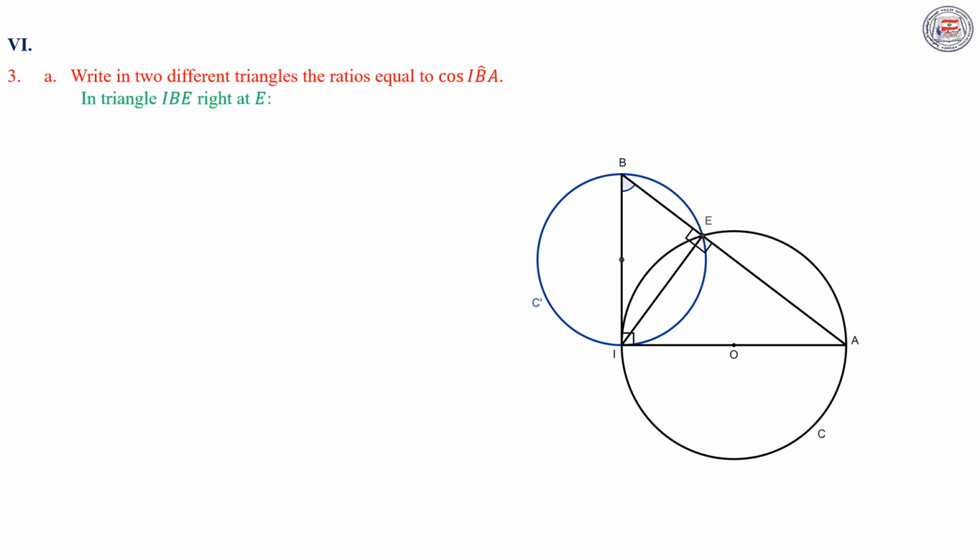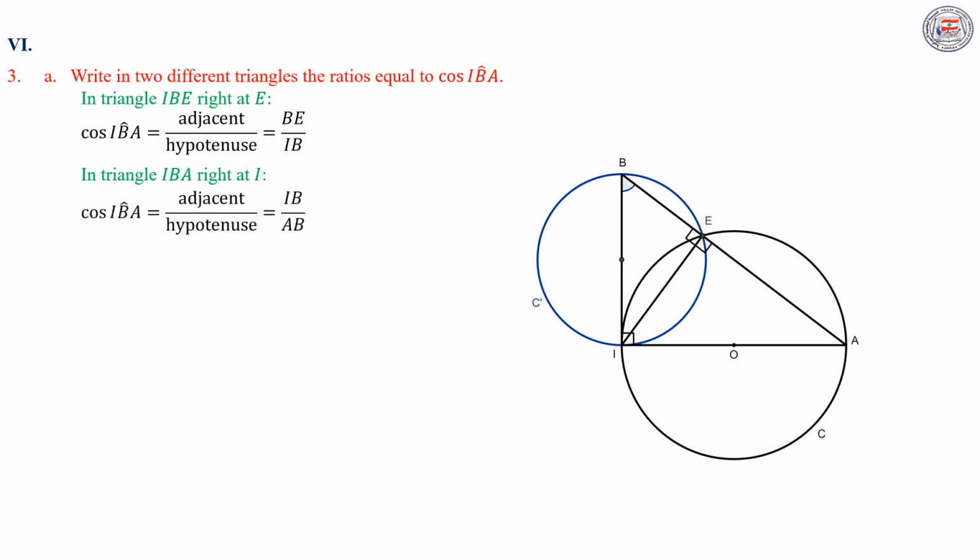The first triangle is triangle IBE, which is right at E. In this triangle, cosine IBA, which is equal to the adjacent side over the hypotenuse, cosine IBA is equal to BE, the adjacent side, over the hypotenuse, which is IB. This is the first triangle. The second triangle is triangle IBA, which is right at I, and it contains the angle IBA. In this triangle, cosine IBA is equal to IB, which is the adjacent side, over AB, which is the hypotenuse.